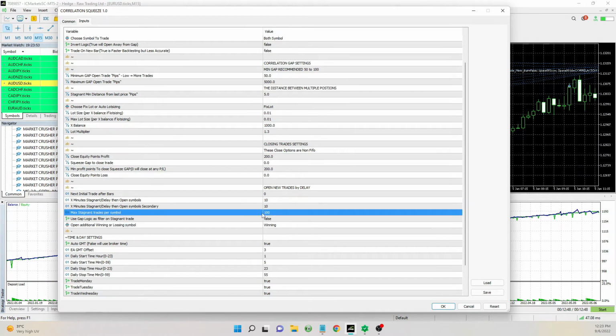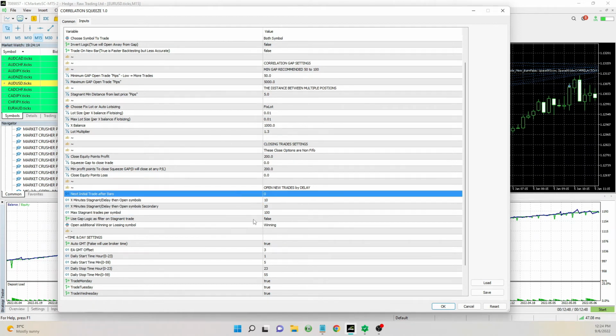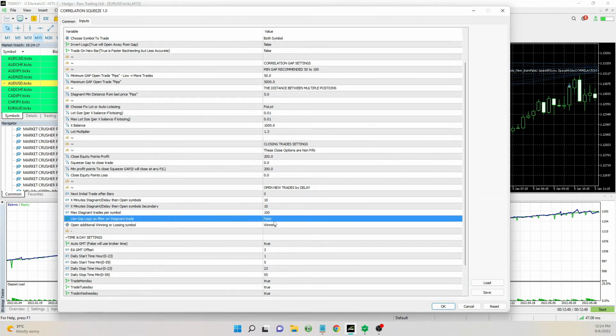Okay, I hope you're all following me here. Max stagnant trades per symbol. I have it pretty aggressive at 100. If you want to reduce the number of trades that you're opening so you don't open up too many and blow your account out, you can reduce that number to what you like. Do some back testing. I have it at 100. I'm all in. Okay. Use gap logic as filter in stagnant trade. What this will do is, instead of just opening up by delay, if you set this to true, it'll wait for it to be at the gap distance to open up a trade. Okay, that's another one that you can use and test with.